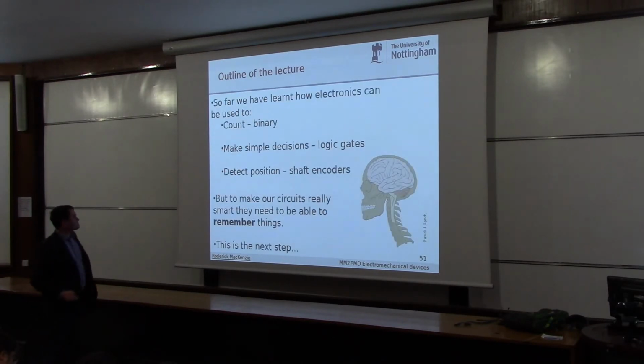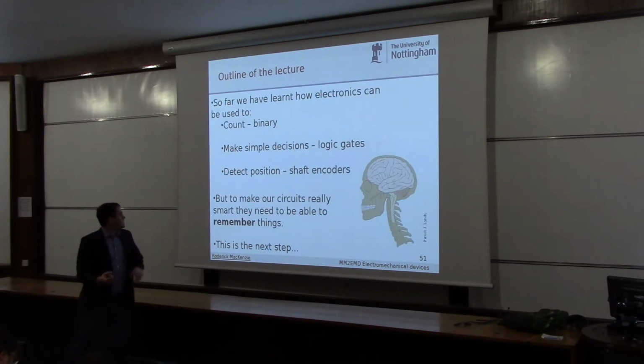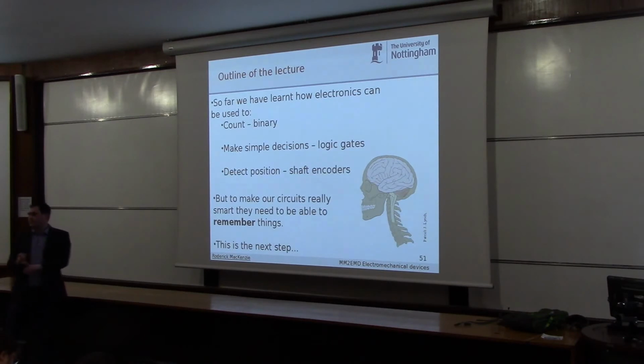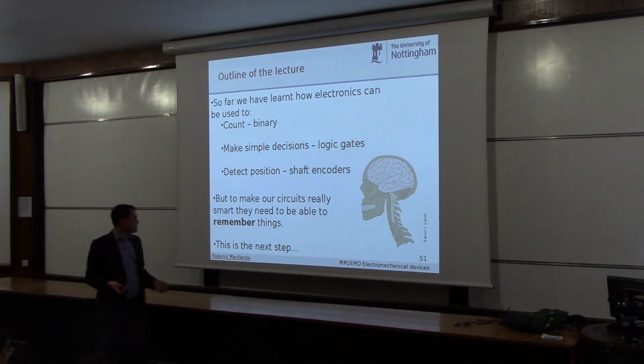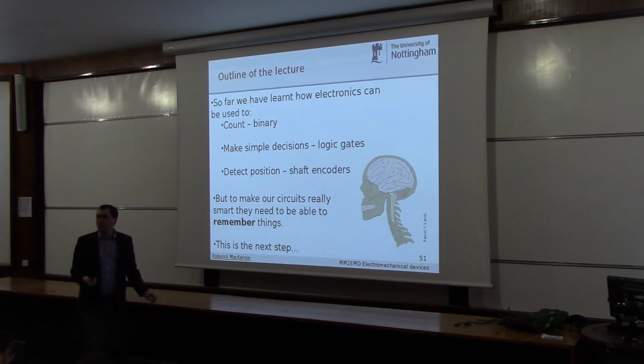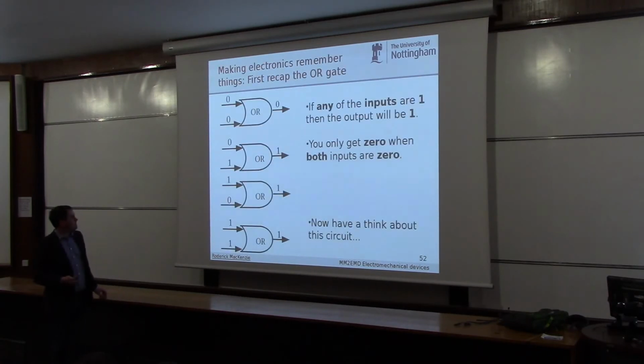So flip-flops. So far we can basically count. We can make simple decisions, so we can make fire alarm circuits, things like that. And we can detect the position of our robot with a shaft encoder. But what we can't do is make it remember things. To make any type of intelligent device, you need it to remember things, because it needs to know what happened in the past to decide what is going to happen in the future. So we now need to talk about memory elements, okay?